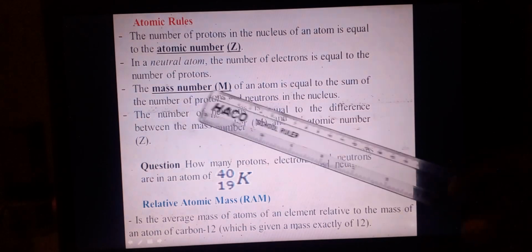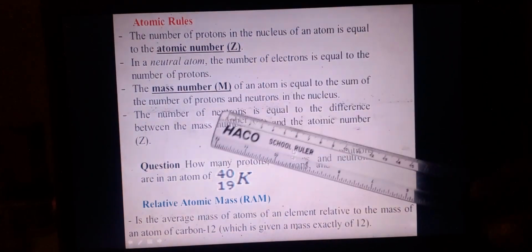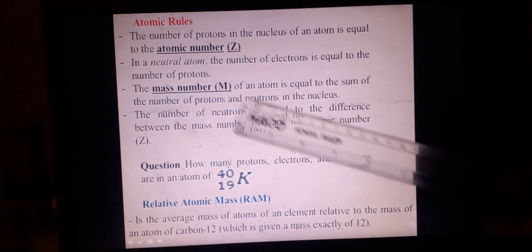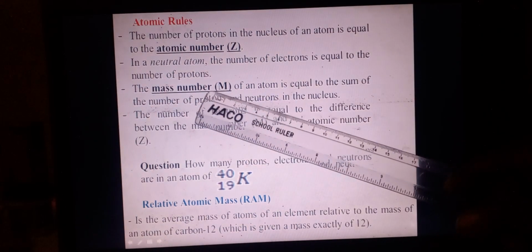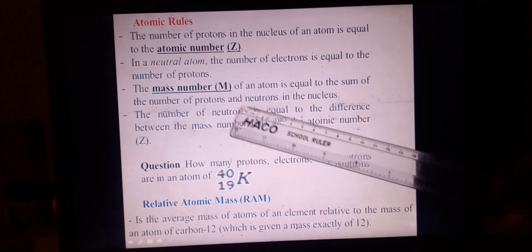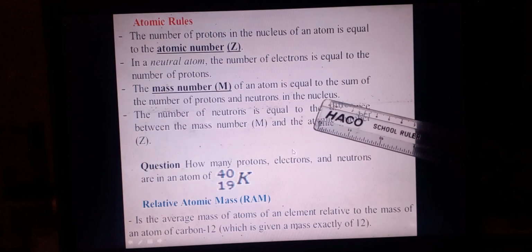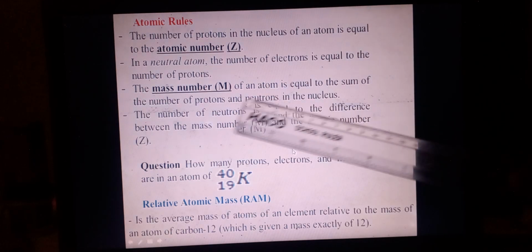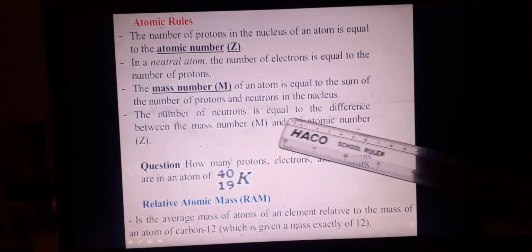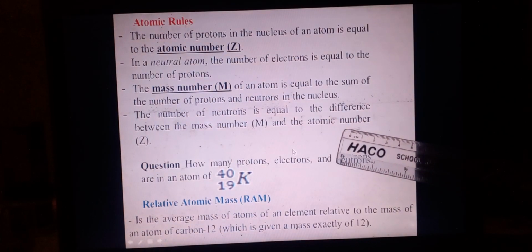Then what about mass number? Mass number of an atom is equal to the sum of the number of protons and the neutrons in the nucleus. So if you want to get the mass number, you must take the number of protons in a given atom plus the number of neutrons contained in a given atom. So that one will give us the mass number. So remember, the number of neutrons is equal to the difference between the mass number and the atomic number.